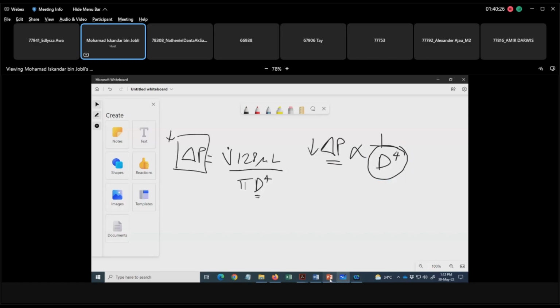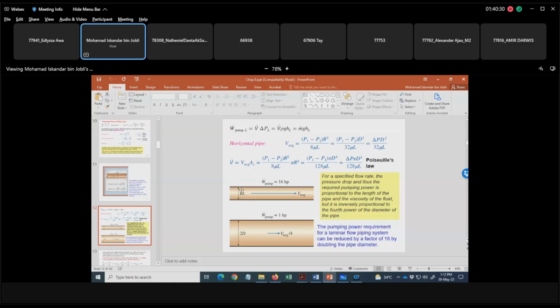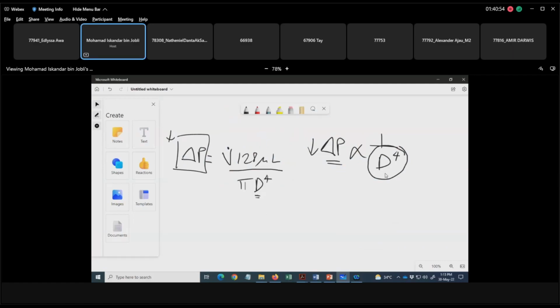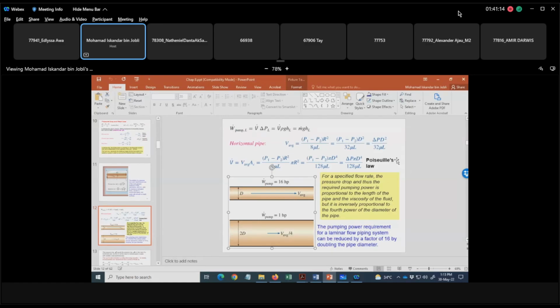In this equation, simply imagine increasing the D two times, like 10 becomes 20. You are decreasing the pump requirement from 16 to 1. The pumping power requirement for a laminar flow piping system can be reduced by a factor of 16 by just doubling the pipe diameter. Can you believe that? It's because of D to the power 4, and 2 to the power 4 is 16. By just doubling this, you decrease the pump power by 16 times.